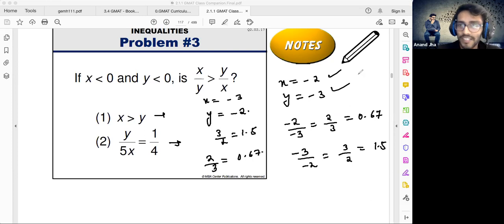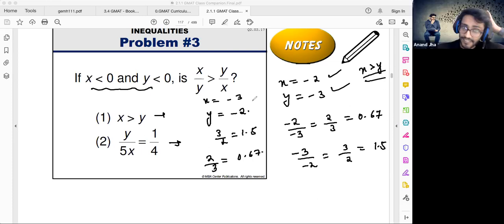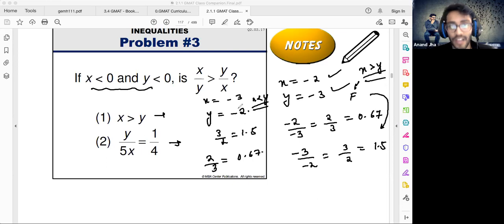Right? So here this is the case where x is greater than y. Both are negative, no doubt. But this is the case where x is greater than y. This is the case where x is less than y. So in case x is greater than y, my inequality doesn't hold true. The inequality fails, false. But if x is less than y, the inequality holds true. So there are two different possibilities.